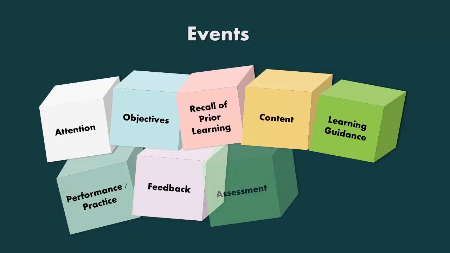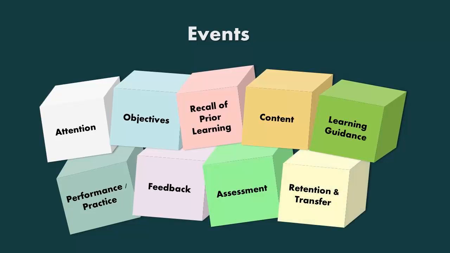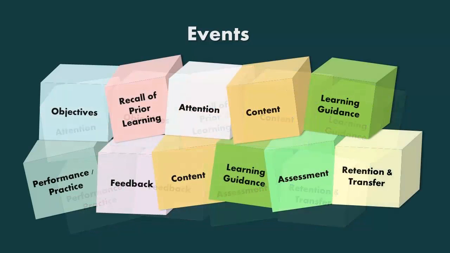Assess what students have learned. And finally, make sure that students will remember and be able to use what they've learned. This is generalization or transfer of learning. Robert Gagne described these events in his early work in instructional design, and they still hold up regardless of how a course is being taught. These events might happen in a different order, and an event can occur multiple times in a lesson.